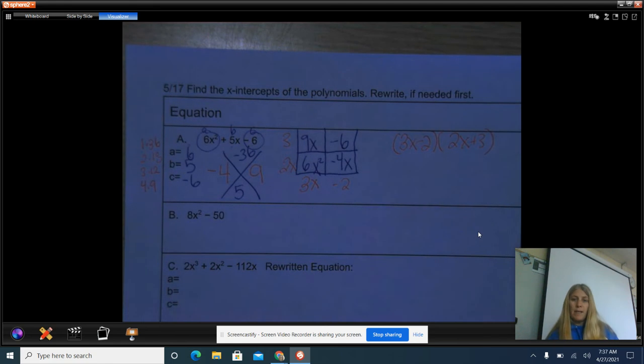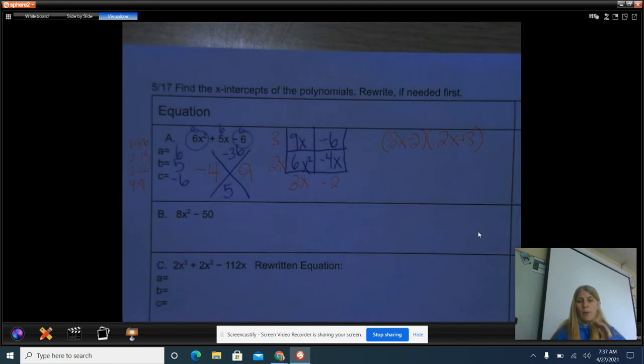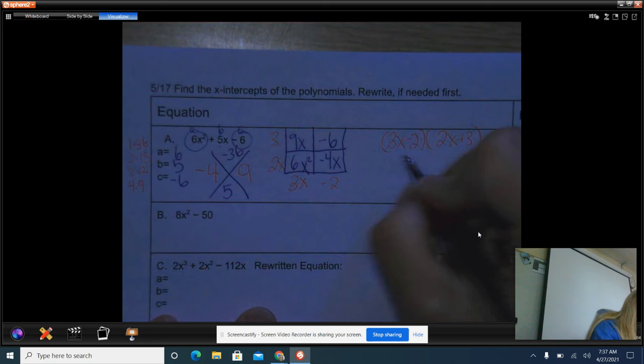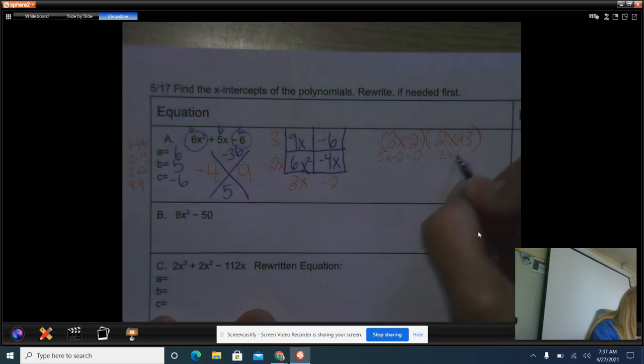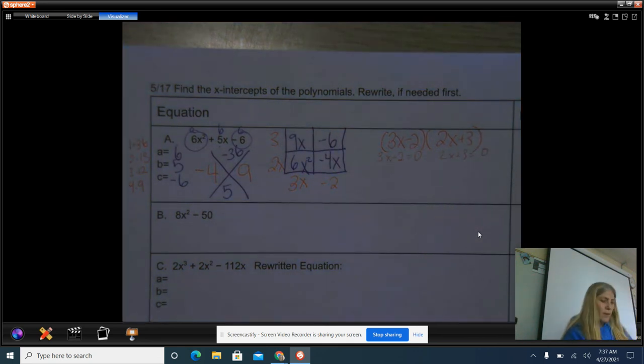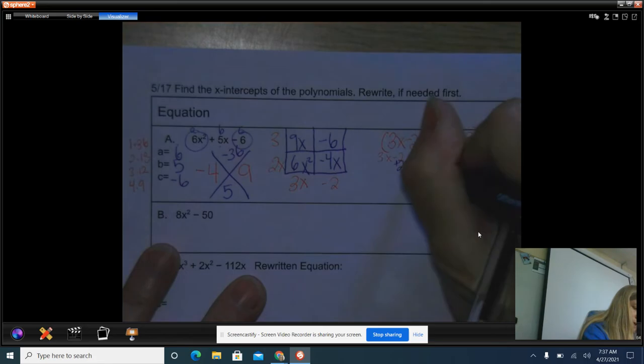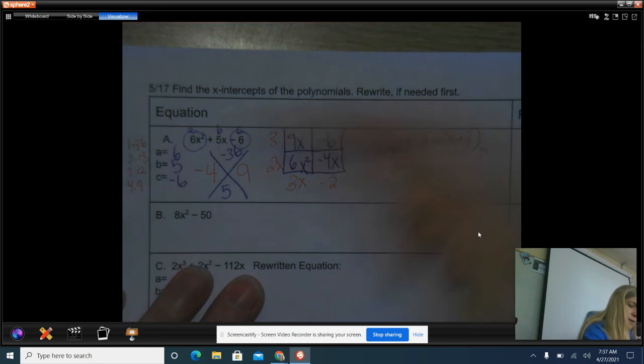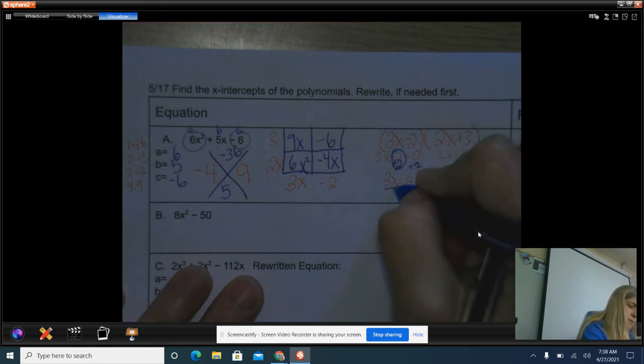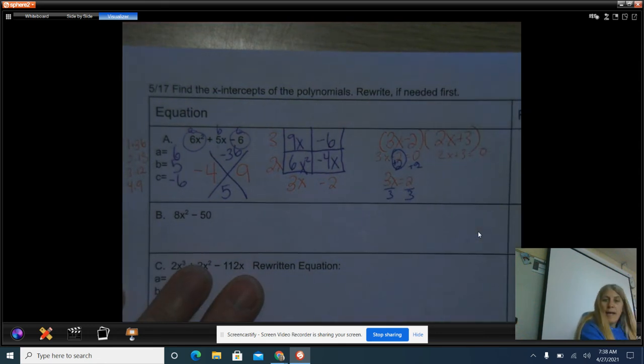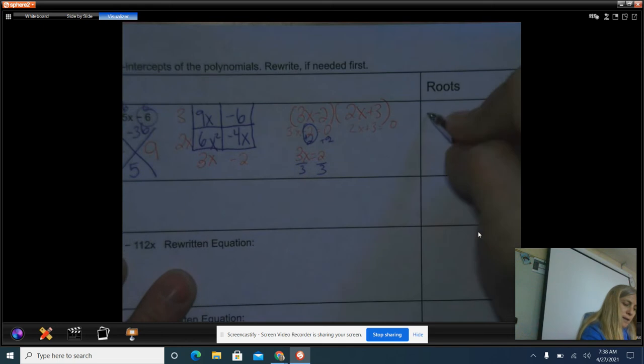Now we're going to finish up by using the zero product property, and we're setting them both equal to 0 and solving. So I have 3x minus 2 equals 0, and 2x plus 3 equals 0. This first one, I'm going to add 2 to both sides, and I have 3x is equal to 2. Divide both sides by 3, and my first root, x, is going to be 2/3.